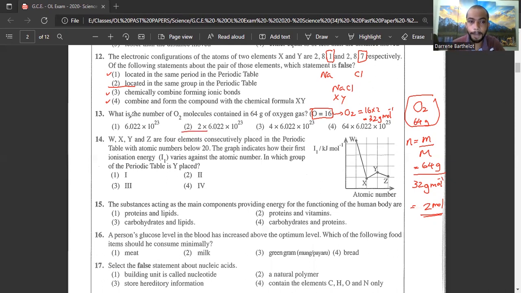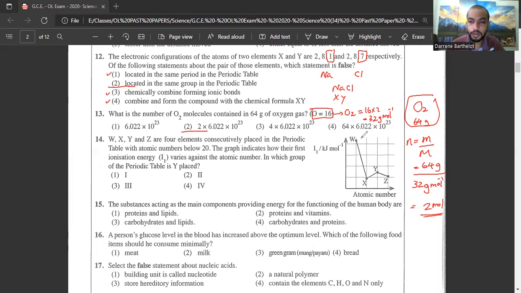Question number 40. W, X, Y, Z are 4 elements consecutively placed in the periodic table with atomic number below 20. The graph indicates how their first ionization energy varies against the atomic number. In which group of the periodic table is Y placed?